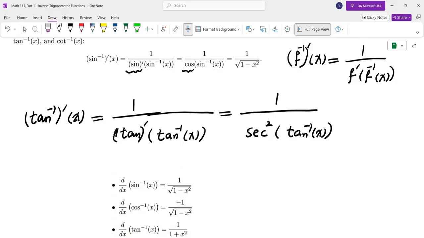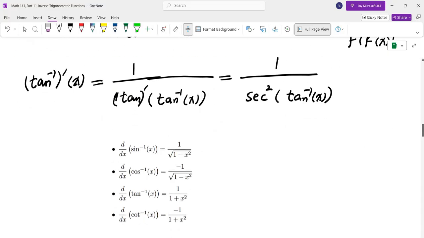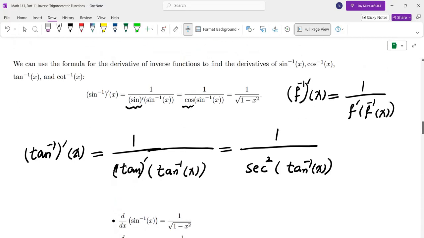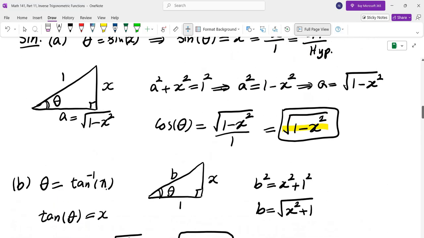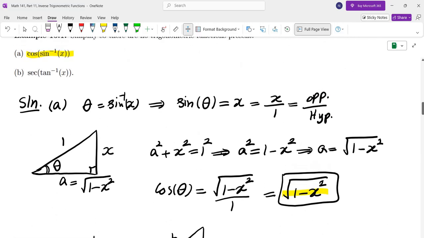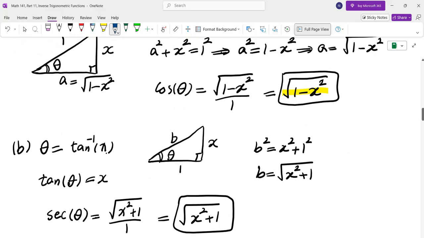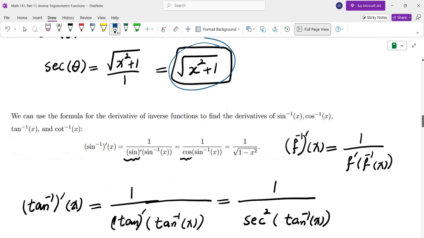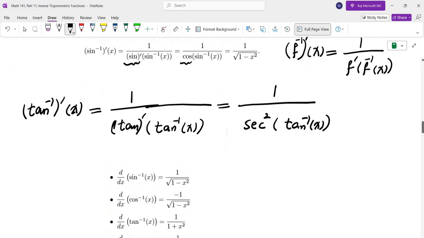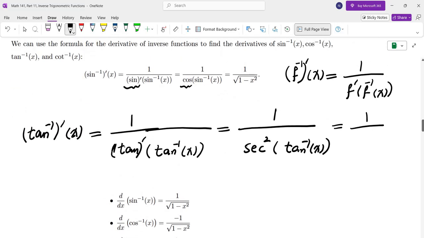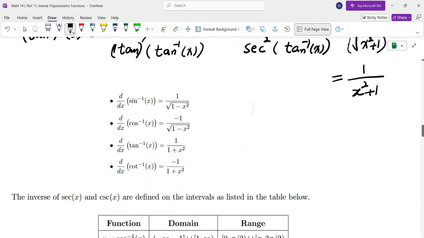And in the example above, I just evaluated secant of tan inverse of x. Let's look at this. We got that secant of tan inverse of x is equal to root x squared plus 1. So this would be 1 over root x squared plus 1 squared, which is 1 over x squared plus 1. So this is the derivative of tan inverse.